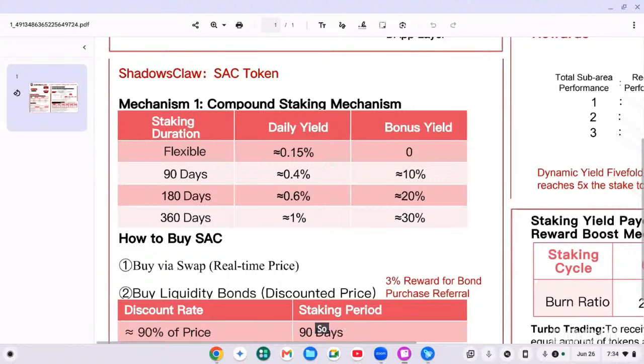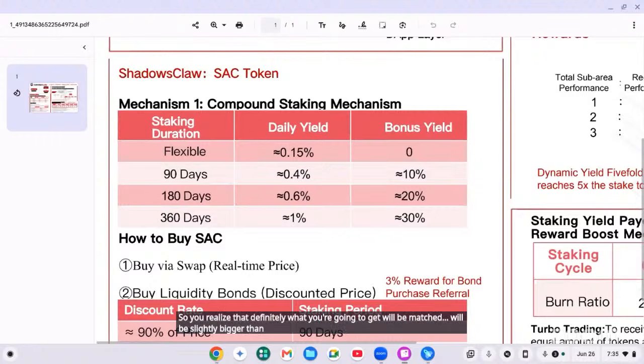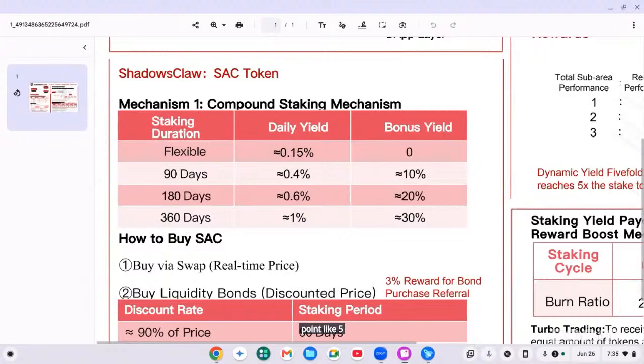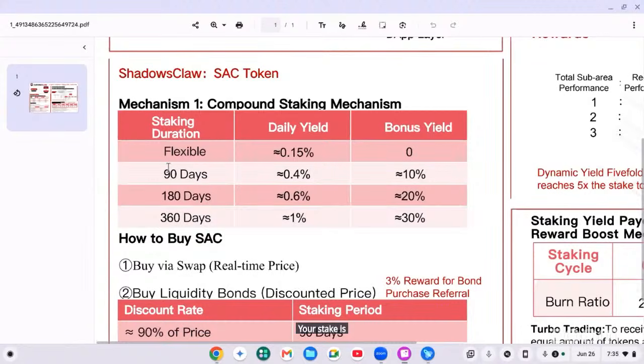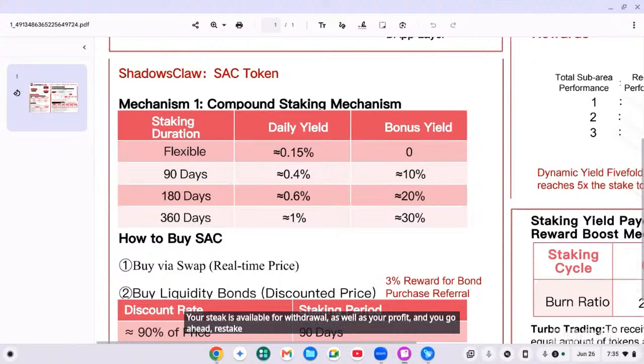So you realize that definitely what you're going to get will be slightly bigger than what you started with. And when you continue that for long, the magic of the compound effect takes place for you to start seeing these returns. Starting from 0.4, it will get to a point you may even start feeling like you are earning 5% daily, just because you have decided to allow it to compound. But at the end of the 90 days, your stake is available for withdrawal as well as your profit, and you go ahead, restake, or even walk away with it.